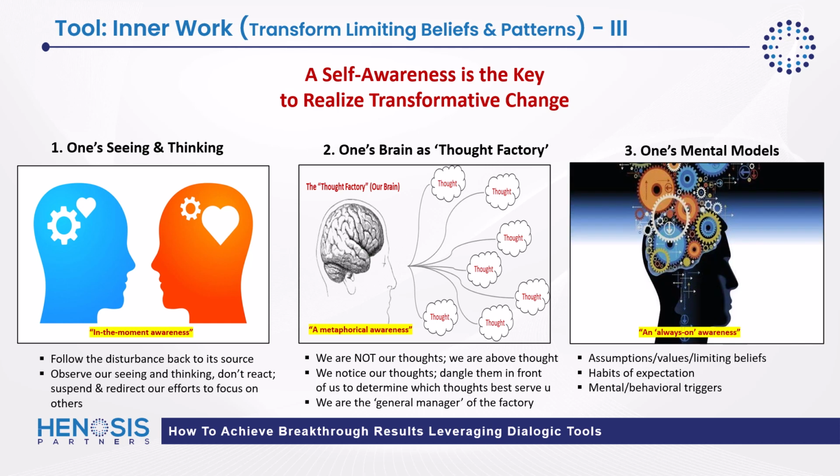And finally, we could get individuals to develop a self-awareness of one's mental models. We refer to this as an always-on form of self-awareness. Always on in the sense that we'll be more successful with realizing transformative change to the extent that people are aware of their underlying assumptions, values, and limiting beliefs. That people have a full awareness of their default habits of expectation towards things in life. And that they understand their own mental and behavioral triggers.